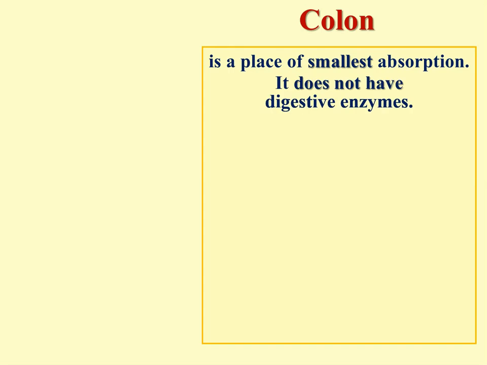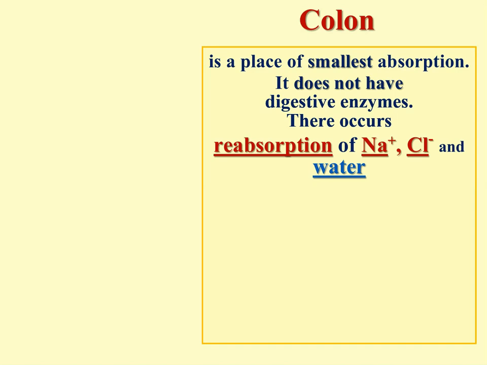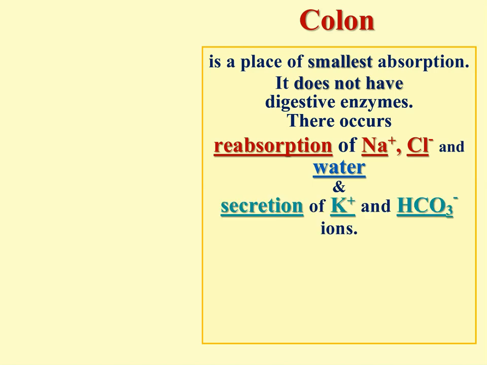And the last portion, the colon, is the place of the smallest absorption. The colon does not have digestive enzymes. There is no enterokinase, and there occur only processes of reabsorption of sodium, chlorine, and water, which follows sodium and chlorine. And at the same time, there is a secretion of potassium and HCO3 minus ions.